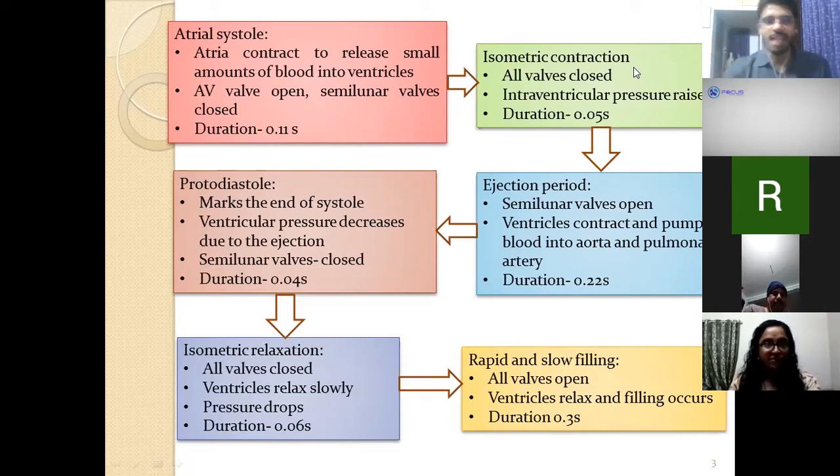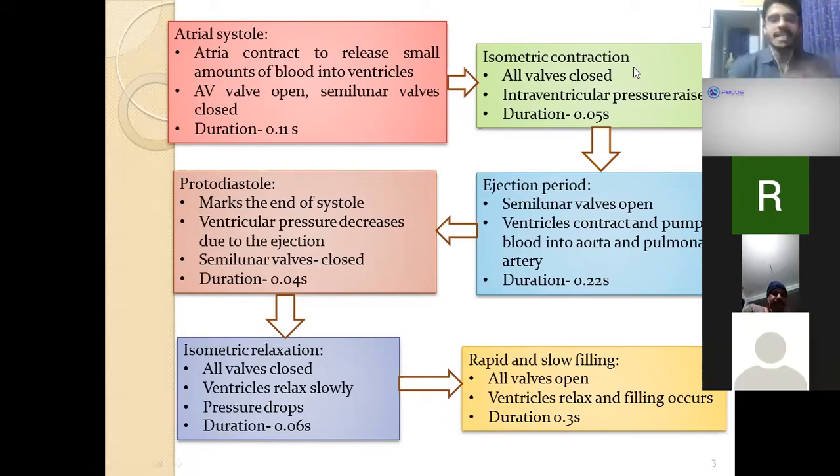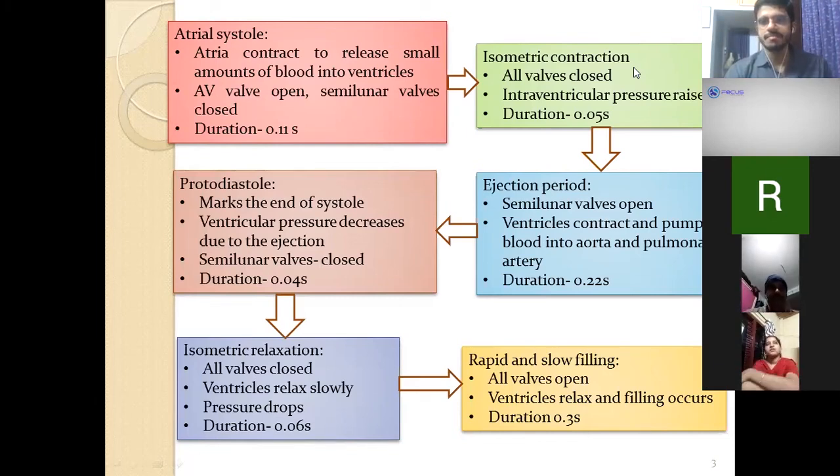After that, again it reverts back to the atrial systole. This is the cardiac cycle. So you have atrial systole where the atria contract and release the last of their contents, and then the ventricles will relax. Semilunar valves are open for a very short period of time and close quite immediately. Just as a theoretical point, it is mentioned that semilunar valves will close immediately, for a brief period of time.